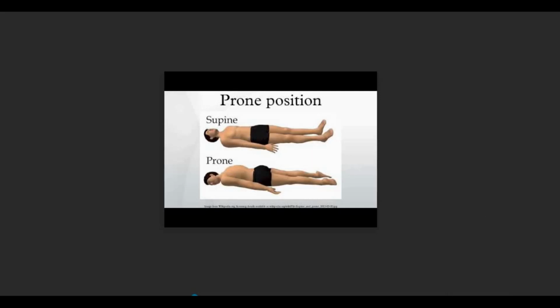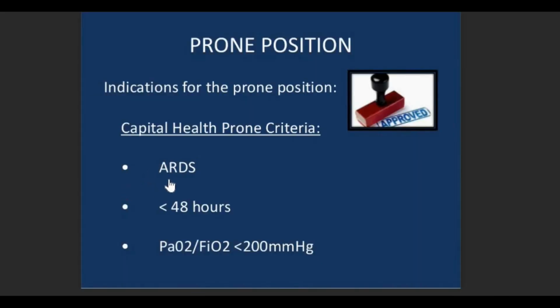And why do we prone patients, or what are the indications of prone position? The indications include ARDS, acute respiratory distress syndrome, or COVID-19 when the PF ratio is less than 200, or there is refractory hypoxemia. That means you are providing a high amount of oxygen, high FiO2, but the patient still remains hypoxic. The benefit of prone position is seen, or the better outcome is seen, when you initiate proning or encourage the patient to prone as early as possible, within 48 hours of diagnosis.